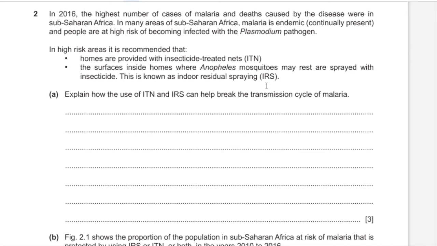This way, it would be ensured that the Plasmodium pathogen is not transferred from an infected person to an uninfected person, therefore breaking the transmission cycle of malaria.